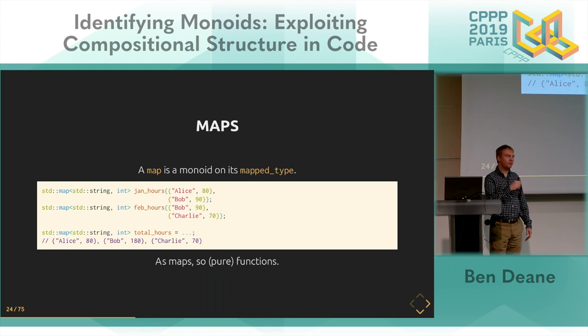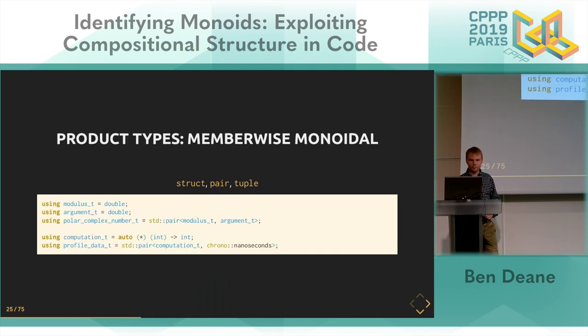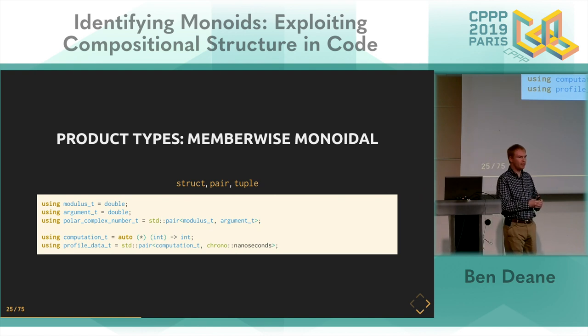And pure functions work this way too, because if a function is pure, i.e. the outputs only depend on the inputs and not on any cached state or global stuff, you can imagine that you can implement that function with a map, with a lookup table. So they have the same kind of structure. So that's when things are all the same type.